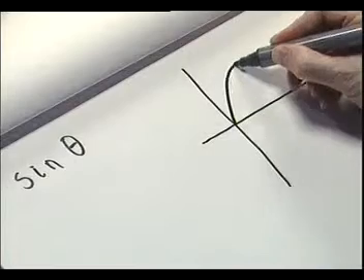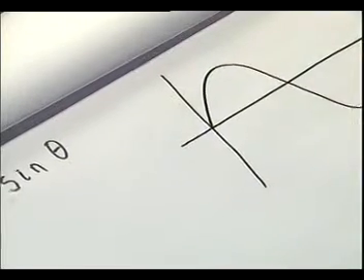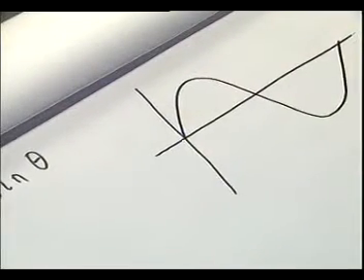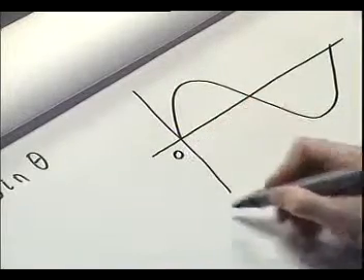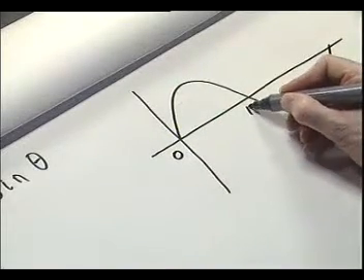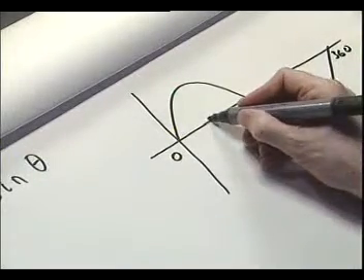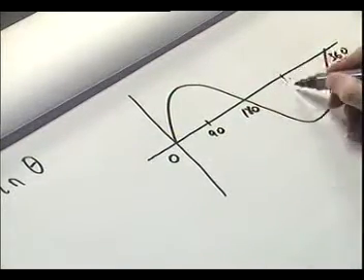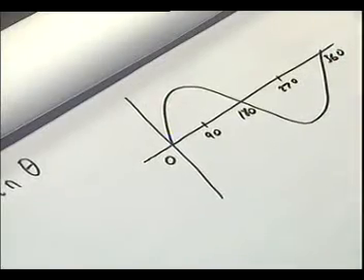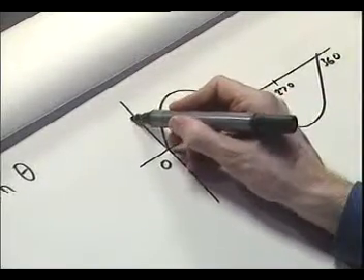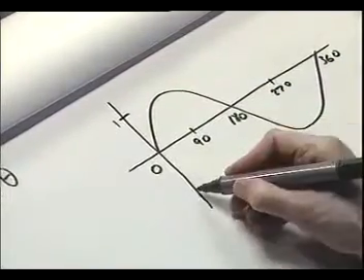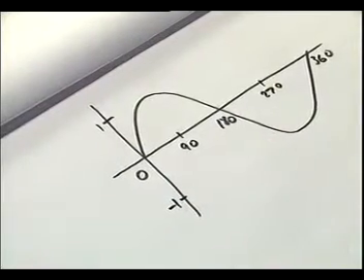We'll take one complete cycle between 0 and 360. So with 0, 180, 360. And the peak and the trough are in between at 90 and 270. And that goes from 1 down to minus 1.